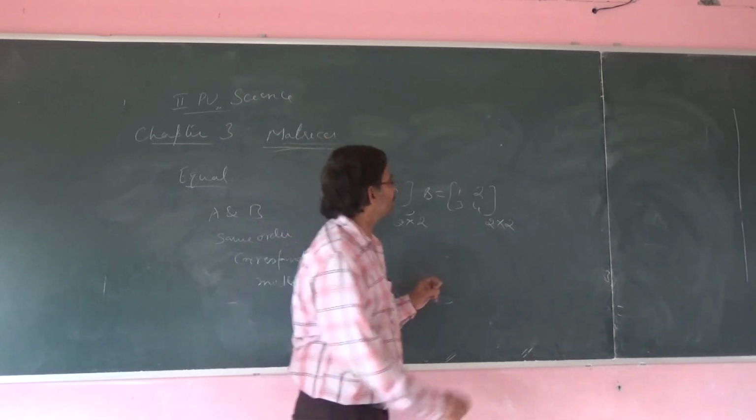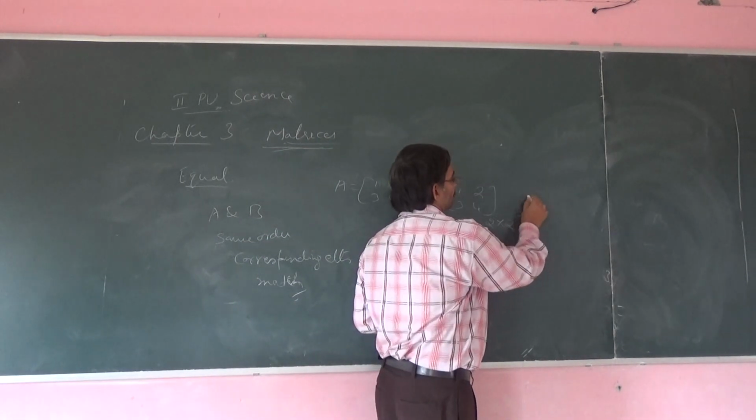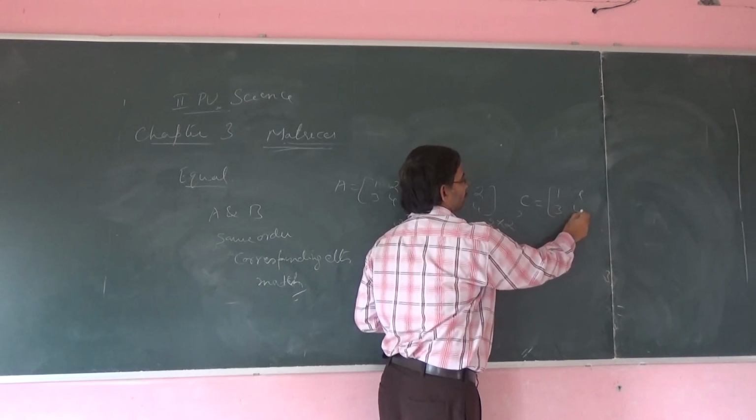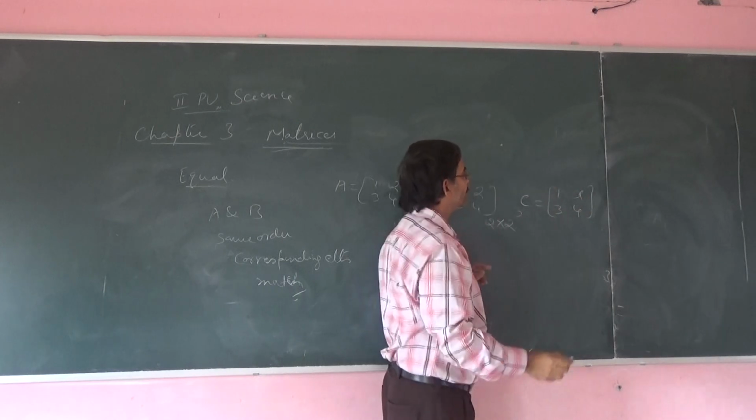I will give one more example just to make better understanding. So I will write [1 x; 3 4]. This is variable x.